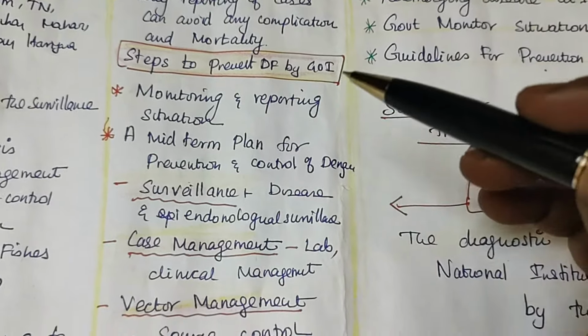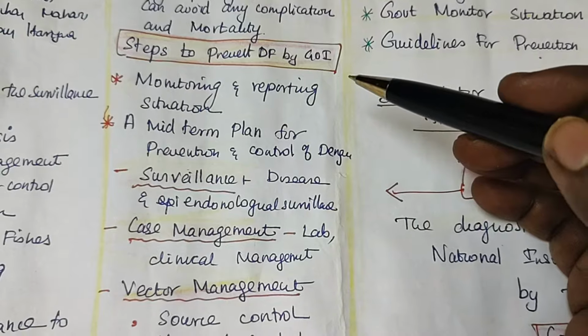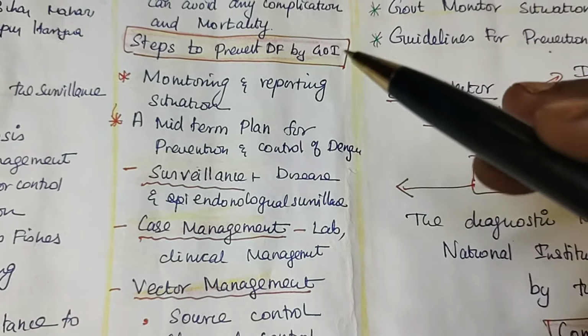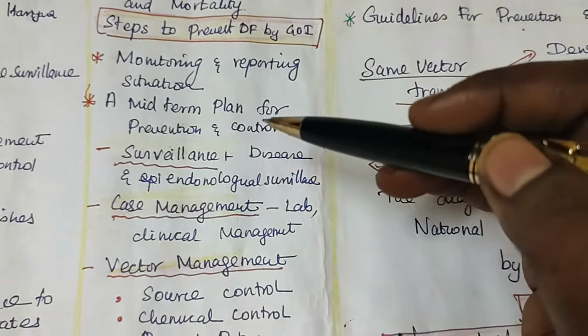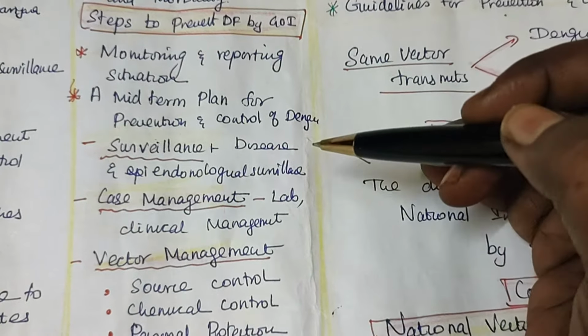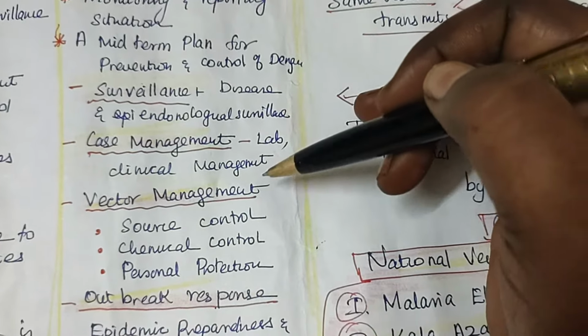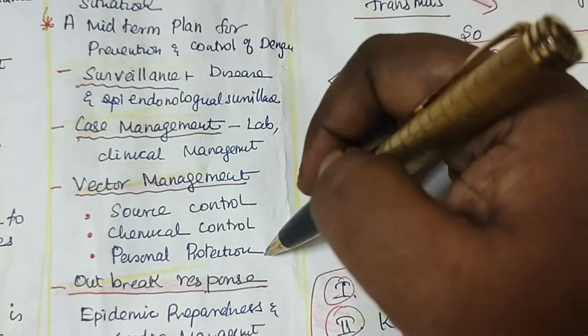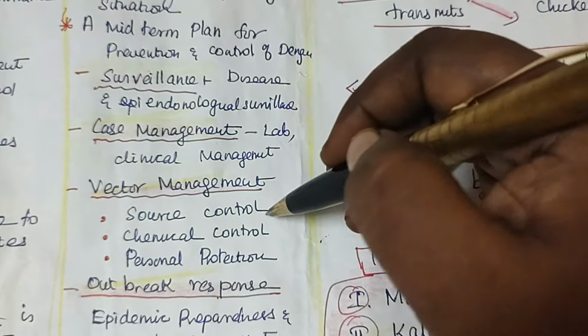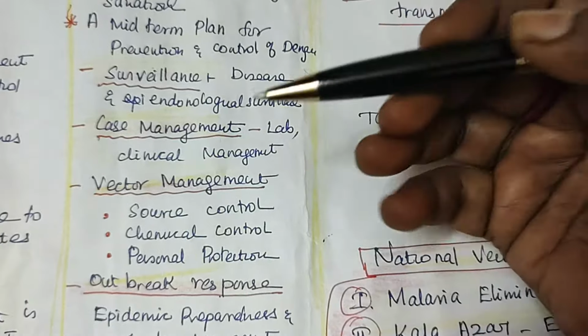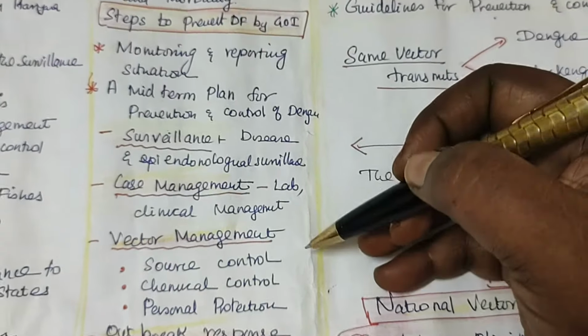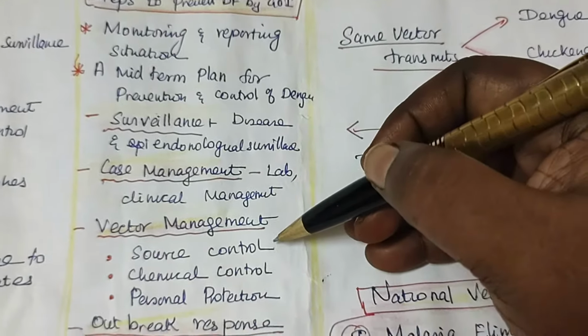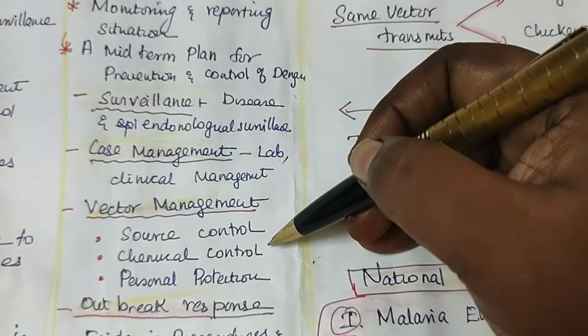So how will dengue be prevented by the Government of India? Monitoring, surveillance, reporting, and a mid-term plan for prevention and control: surveillance, case management, vector management. Vector management will be source control, chemical control, personal protection. Same, source control. Where is the source? Is it good water or bad water? Dengue is spread by the Aedes mosquito, so it breeds in clean water. So how to control it in clean water?